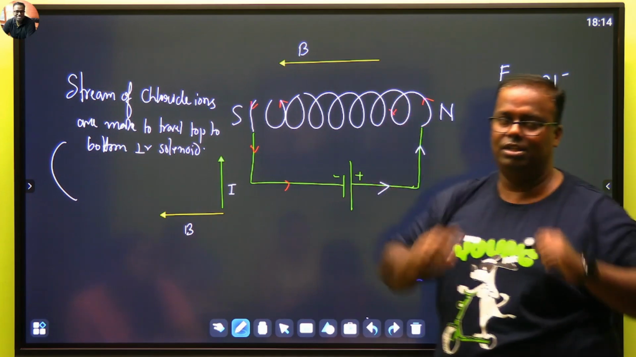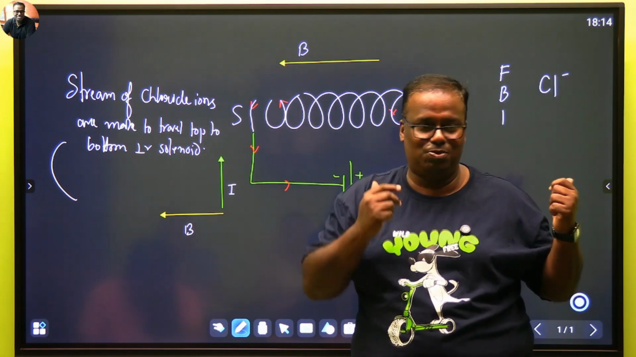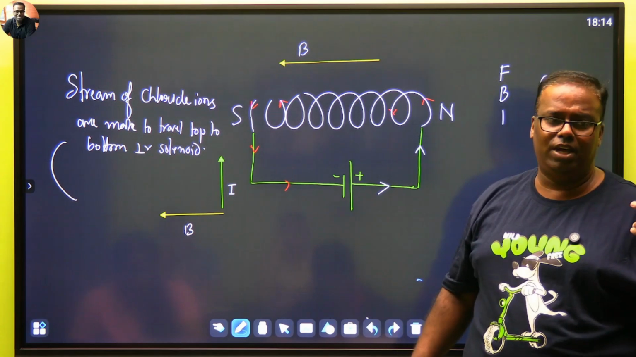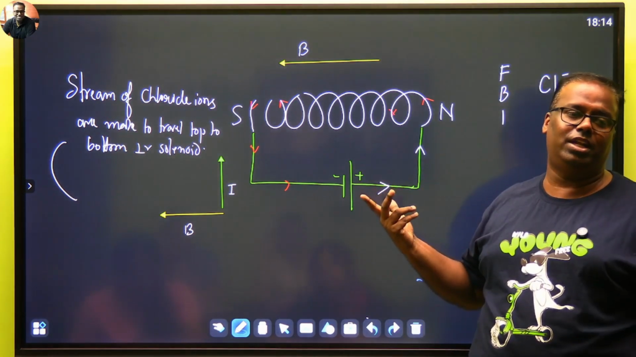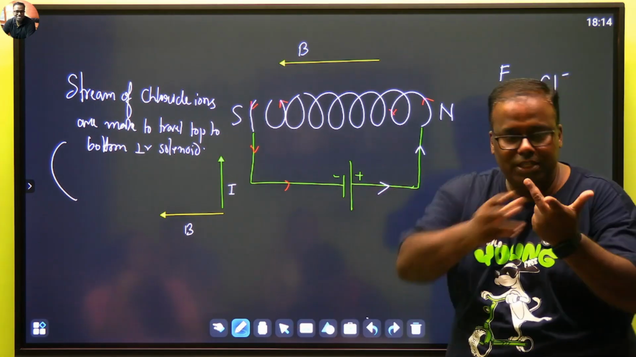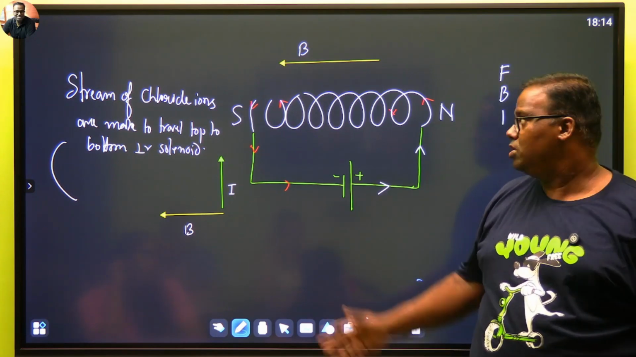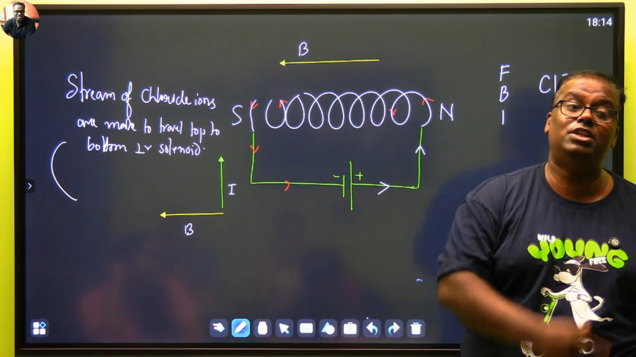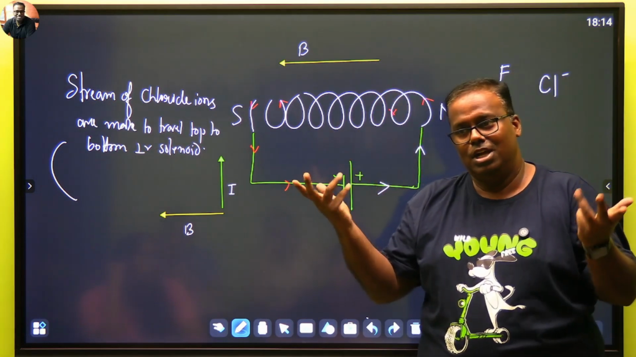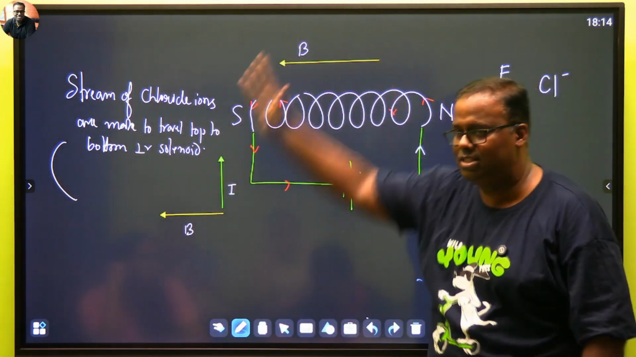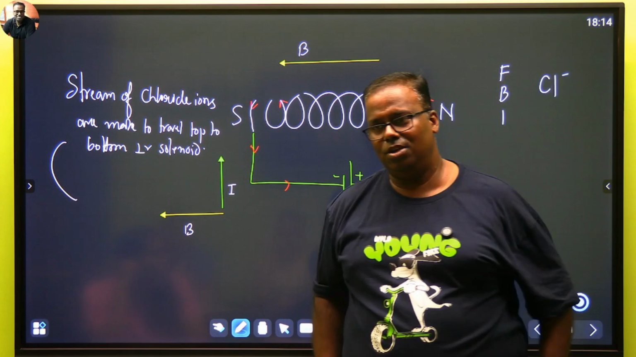Right. Hold it. They have not asked you current. They are asking you how were the chloride ions moving. Chloride ions are what? Negative ions. Now negative particles' movement direction is just opposite to the conventional direction of current. Now what you find out from Fleming's left hand rule is the conventional direction. So chloride ions go downward. And here, if they said magnesium ions, magnesium ions would go upward because they are positive. Alpha particles will go up, beta particles will go down. Is it getting clear? Able to understand now? Fine.